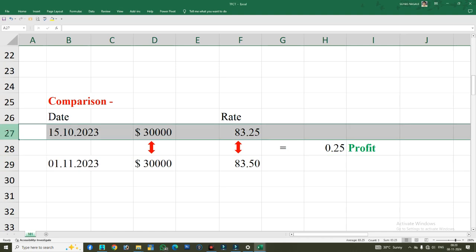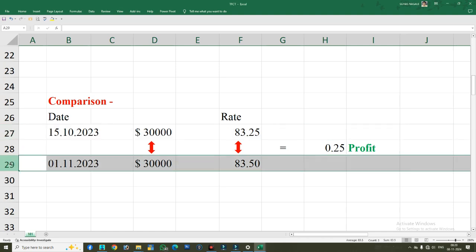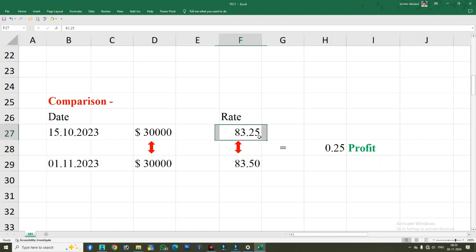This is the base rate and this is the current transaction rate. You can see base rate 83.25 and current transaction rate is 83.50. It means the current rate has increased more than the base rate, and after calculation Sunflower Limited received 0.25 paisa per dollar more than the base rate. So this is profit.